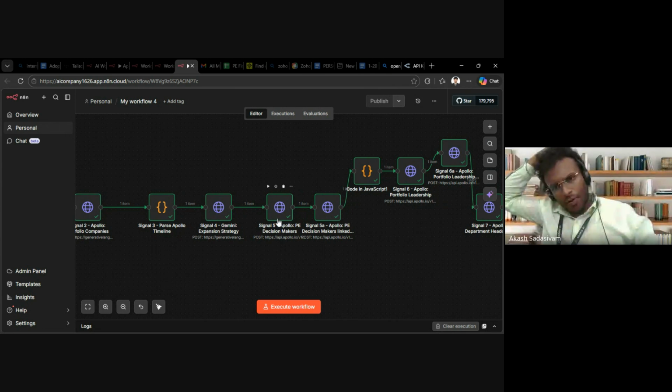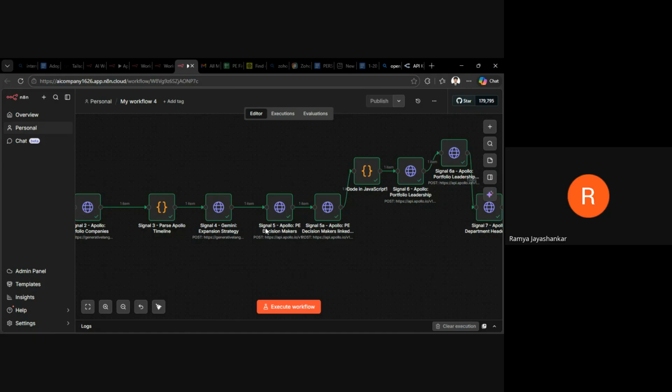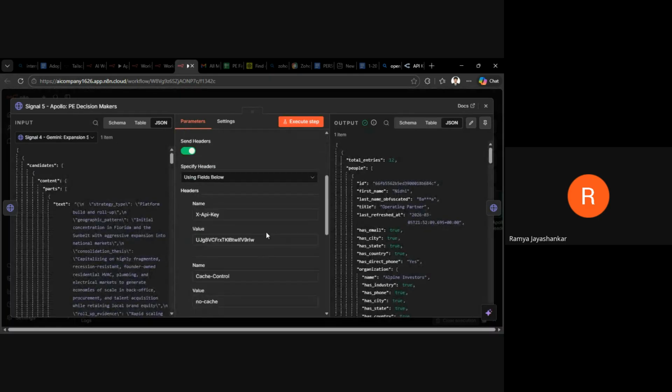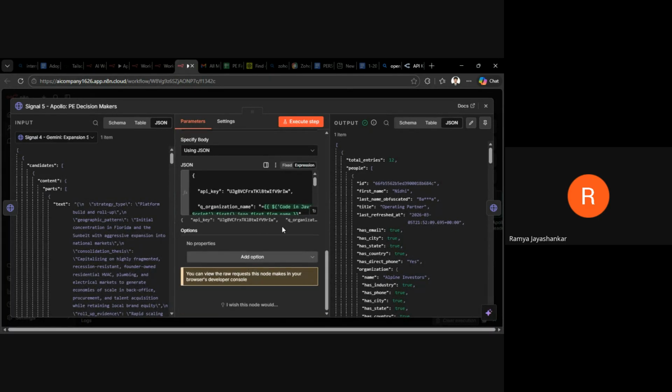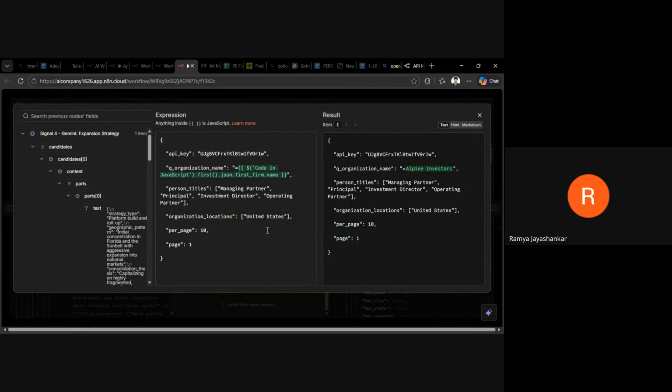Sanjay, Ramya wanted to ask some question. Yeah, please go ahead. Sir, in Apollo Decision Makers in Signal 5, you have mentioned to get managing partner, principal, investment director, and operating partner from the PE firms. Do we need to include this or just get the decision makers from the news announcement?